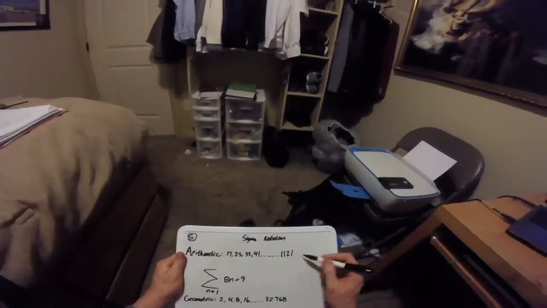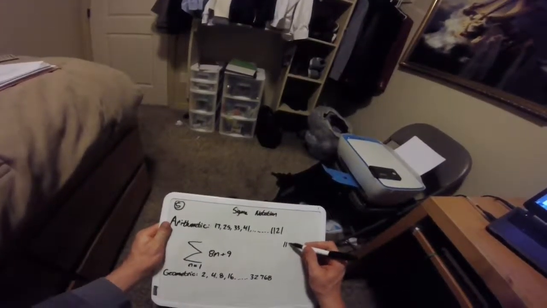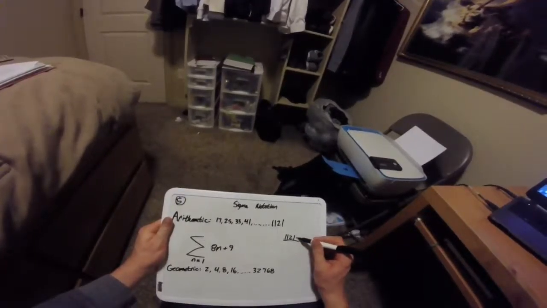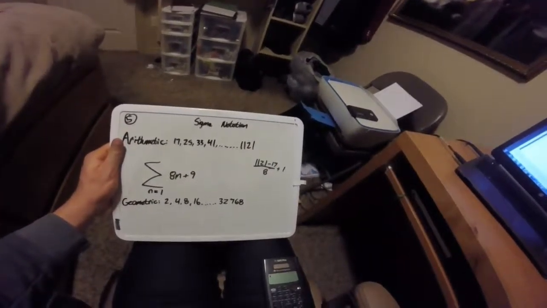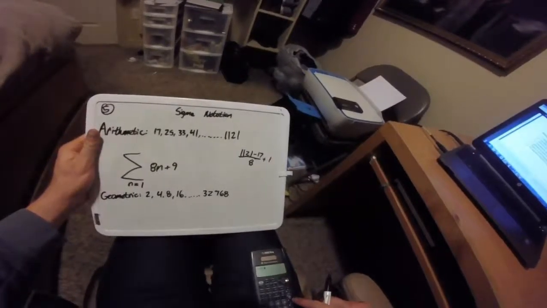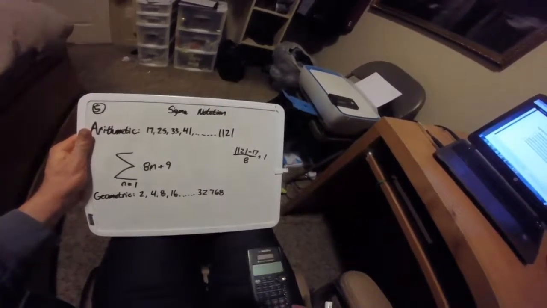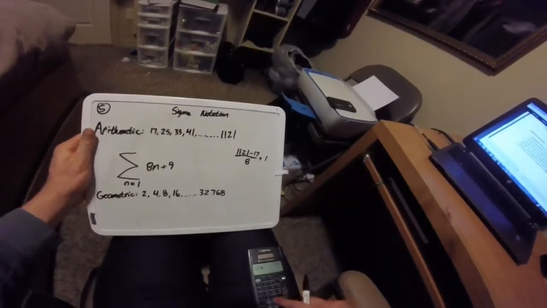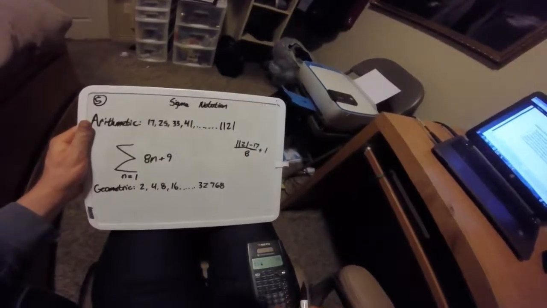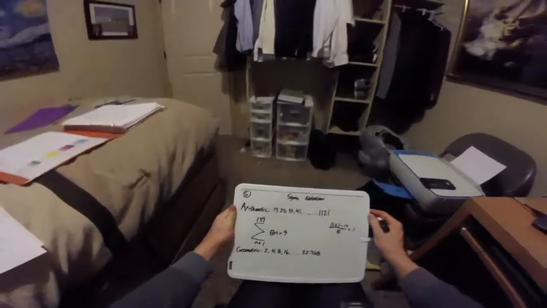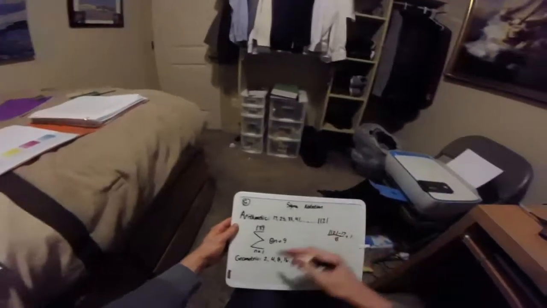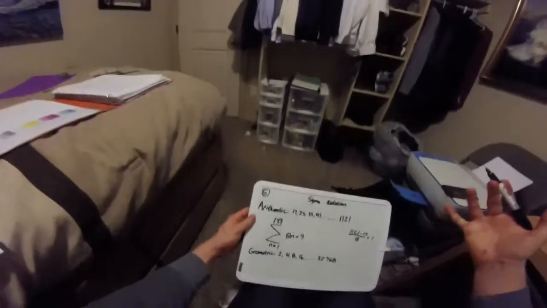All right, and now the number of terms is what goes on top. So back to what we were talking about: the last minus the first, divided by the difference, plus 1. So 1,121 minus 17, which is 1,104, divided by 8 plus 1 is 139. So that's how sigma notation would look for this specific arithmetic sequence.